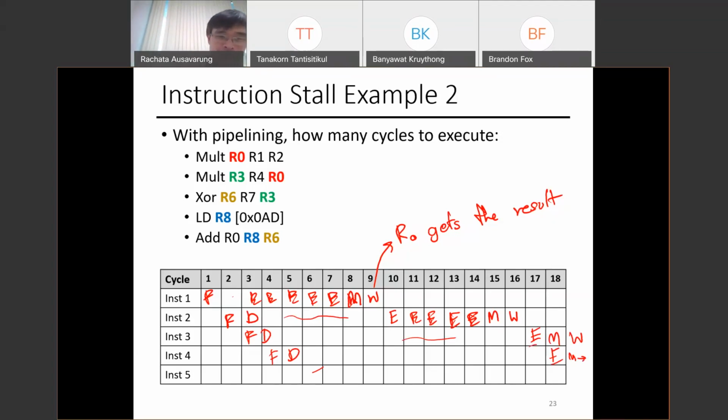And then for instruction 5, you can fetch, decode, and then execute doesn't start until you finish getting the write back for instruction 4. So do you see the problem of why this would be slow?